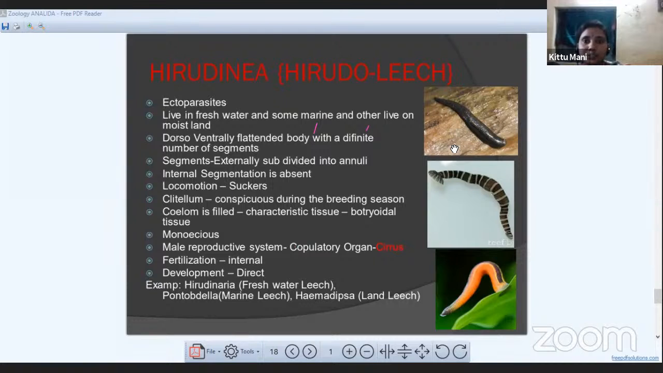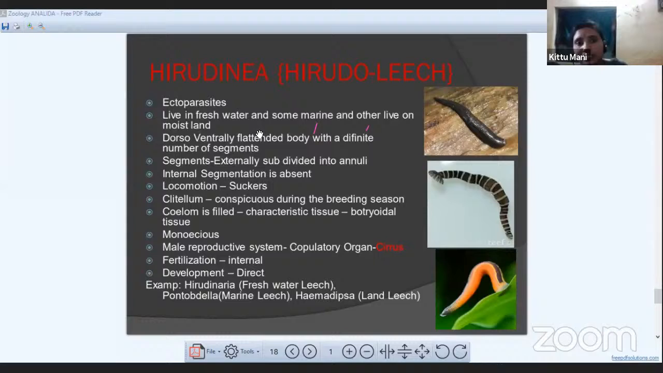Okay, you can observe in this picture, this is the freshwater leech Hirudinaria. It is a freshwater leech, and this is a marine water leech, meaning it is located in the oceans. Okay, this is a land leech. Here there are freshwater, marine water and land leeches. Here it shows the great diversity among these types of organisms. The scientific names are also presented: Pontobdella, the marine leech, and Haemadipsa, the land leech.